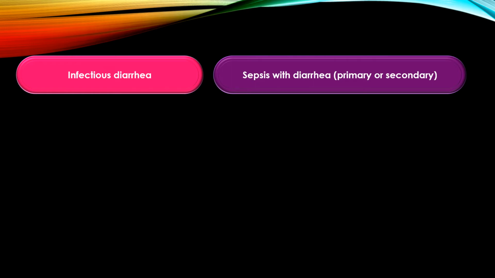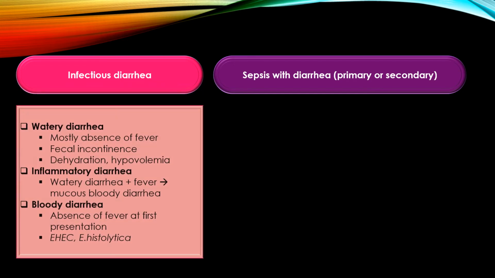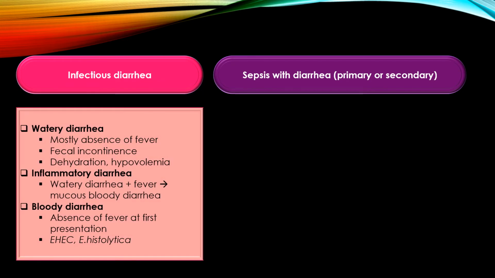So this is the terminology that many doctors may be confused about with diarrhea. About the infectious diarrhea, we can further divide it into watery diarrhea. That means the patient is mostly absent of fever or has just a low-grade fever. This is large-volume diarrhea, where the patient has fecal incontinence. The patient may have dehydration or hypovolemia. The other type is inflammatory diarrhea.